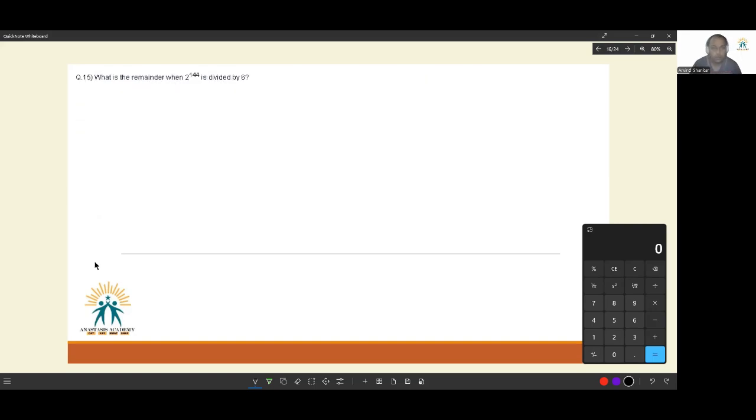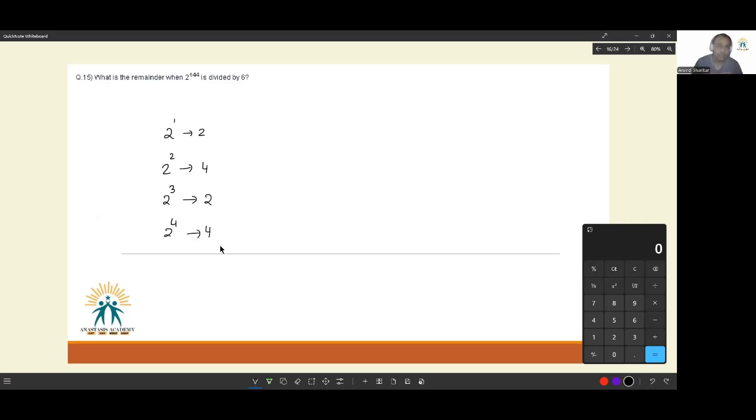Next, what is the remainder when 2 raised to the power 144 is divided by 6? Okay. 2 raised to the power 1 leaves a remainder of 2. 2 square leaves a remainder of 4. 2 cube leaves a remainder of 2. 2 raised to the power 4 leaves a remainder of 4.